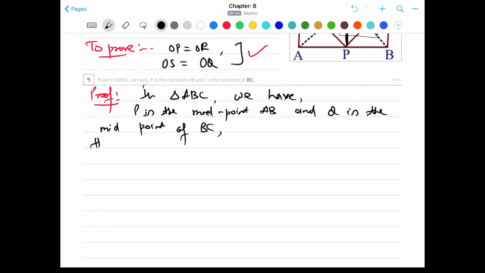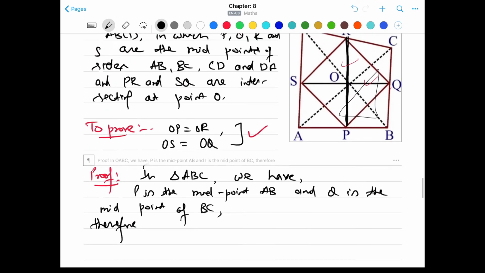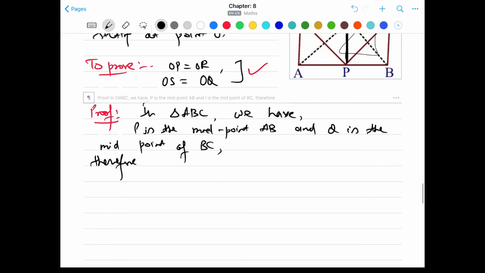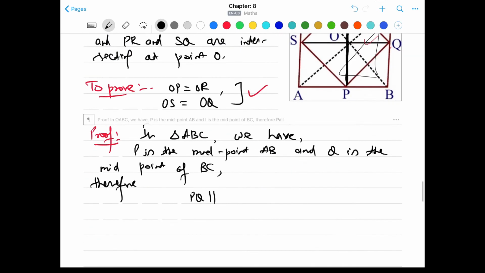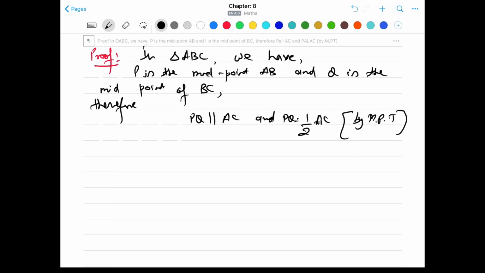Therefore by using the midpoint theorem we can say that PQ is parallel to AC and PQ is equal to half of AC. This is by the midpoint theorem; MPT means midpoint theorem. Let's name it equation number 1.